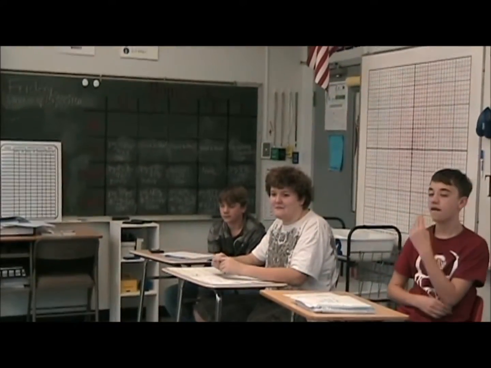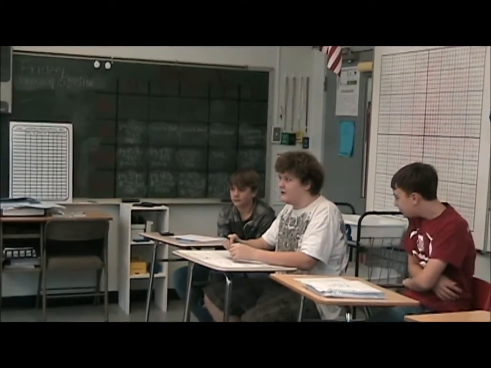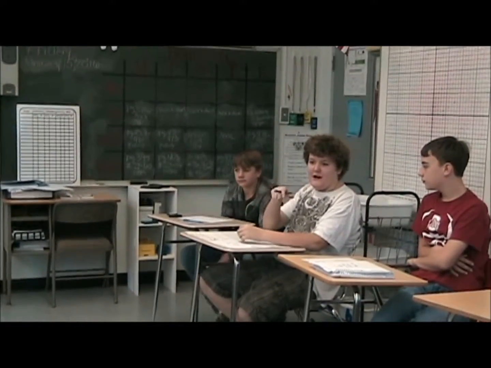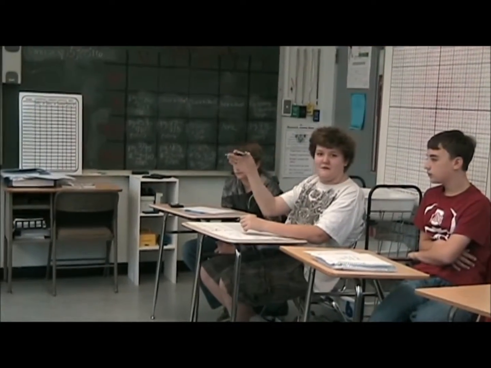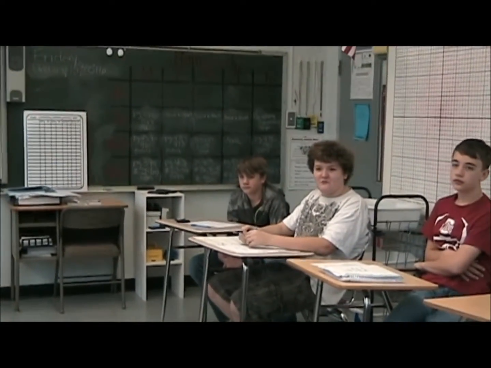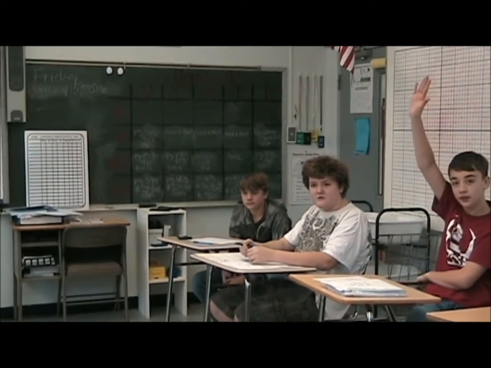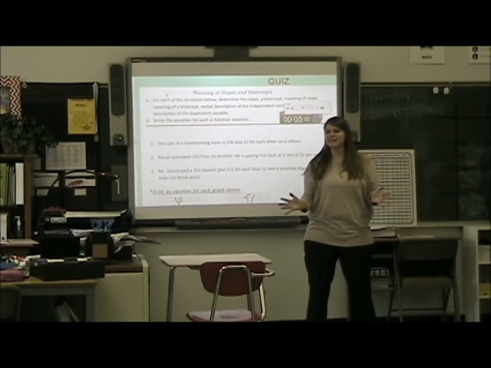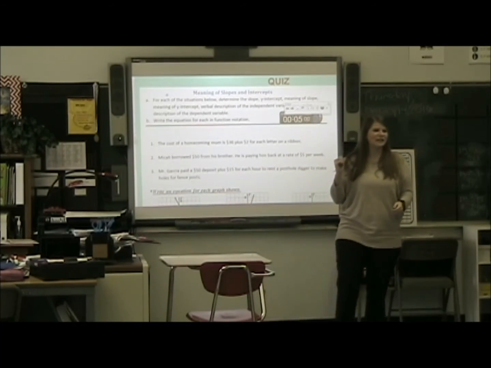I learned that the y-intercept is the last number of the equation. Good. Anybody else? I learned that the first number of the equation is the slope. Good. And what is another word for slope? Change. Rate of change. Good job. Do y'all have any questions on the lesson today? No. All right. For the rest of the time, we're going to do this exit ticket. Turn it in when you leave.